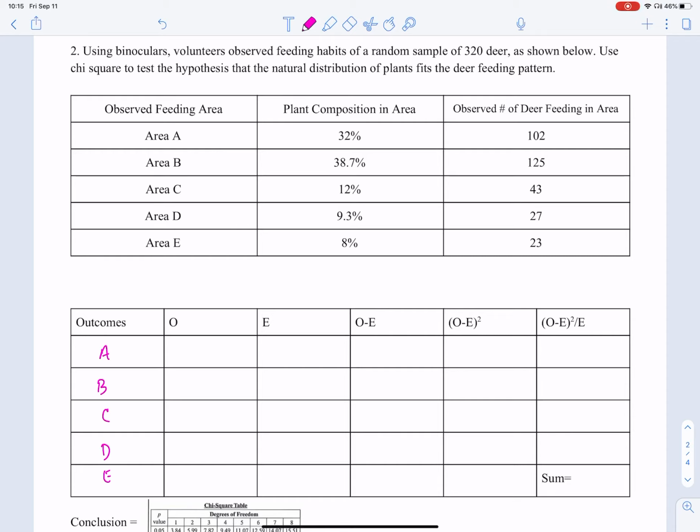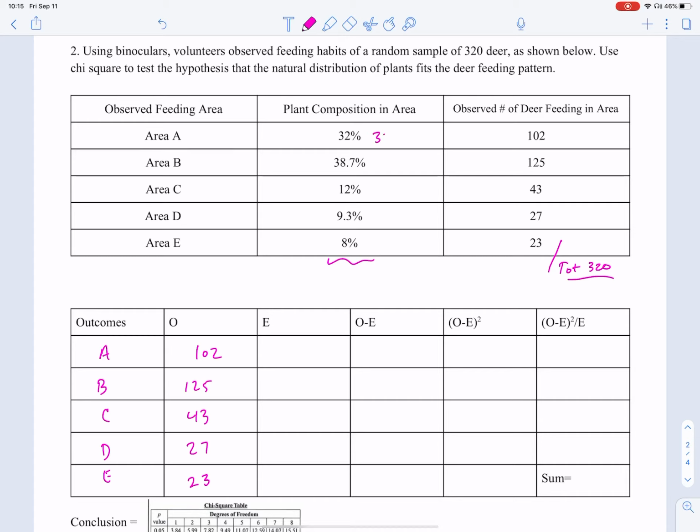What we are going to do is, we know that the total population of deer here is 320. And these are the observed numbers, right? We observed 102 deer in A, 125 deer in B, 43, 27, and 23 respectively. Those were our observed numbers. Now we're trying to compare that to the plant composition in the area, and therefore we need to convert these percentages into a number. Again, we use percentages because we couldn't guarantee that we were going to collect 320 deer. What if we had collected 100 or 1,000 or 422? So you want to use percentages so that you can find the number when you need to.